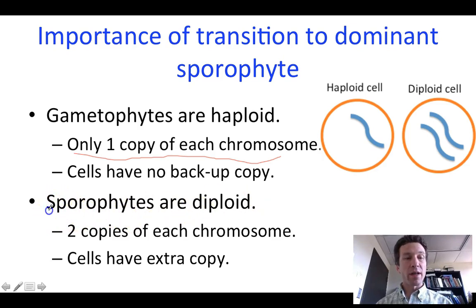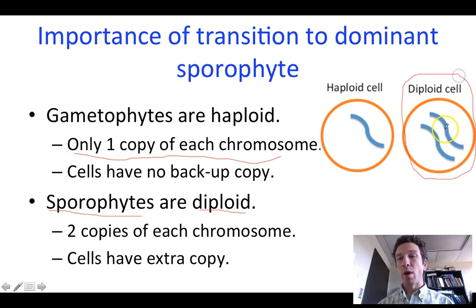So in sporophytes, remember, the individuals are diploid. That means in diploid cells, there are two copies of each chromosome in each cell. If one of the copies gets damaged, maybe this gene stops working, there's still another working copy. And that means these cells are going to be more likely to survive even if there's damage.